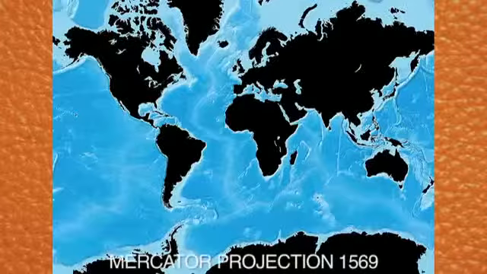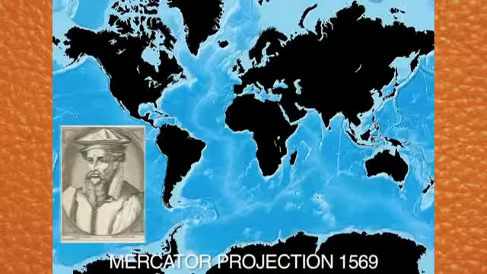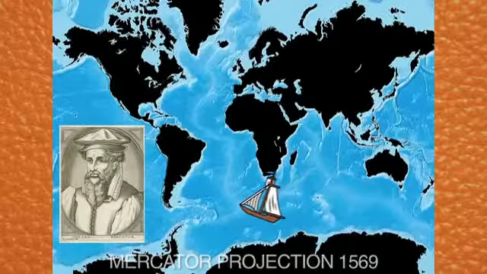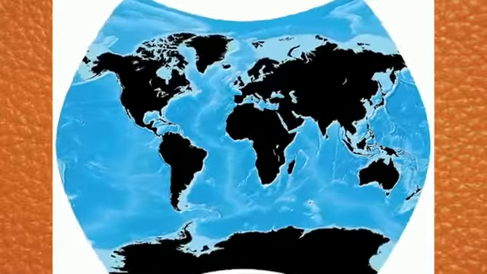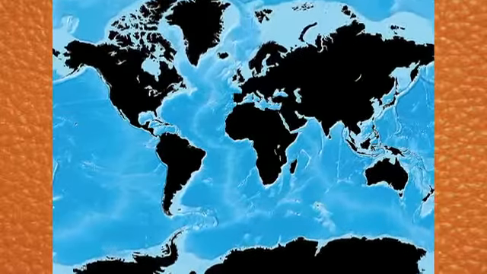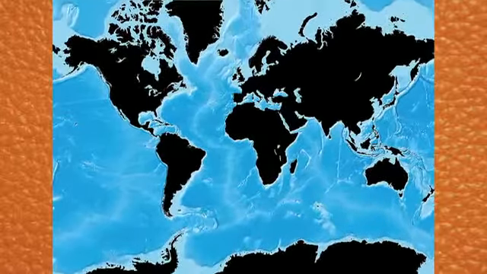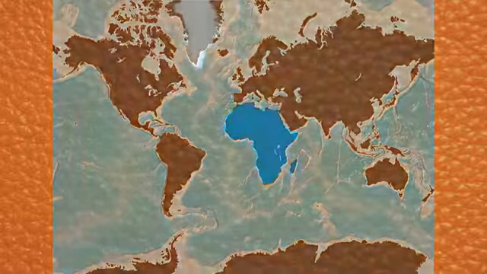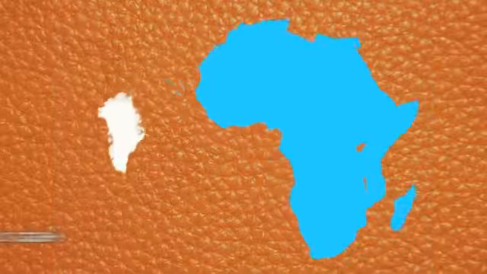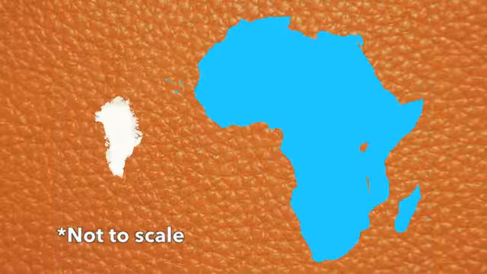Let's start with a map you're probably familiar with. The Mercator projection, created by Gerardus Mercator in 1569, was designed to help explorers navigate the globe. But there's one big problem. To take a 3D sphere and put it onto a 2D map, you have to stretch the top and the bottom way out, which makes Greenland look huge. In reality, Africa is 14 times larger than Greenland.